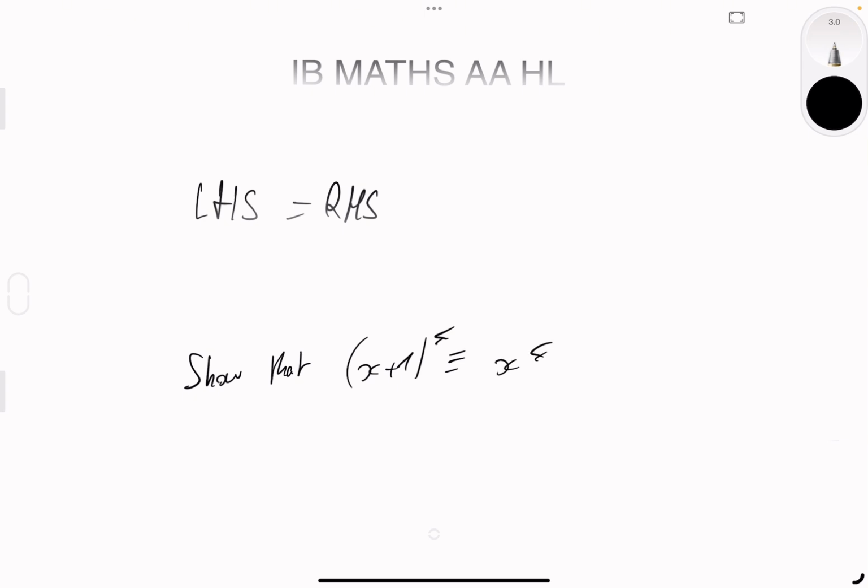So proof by deduction states that LHS equals RHS. Let's say you have a question that says, show that (x + 1)^4 is equivalent to x^4 + 4x^3 + 6x^2 + 4x + 1.